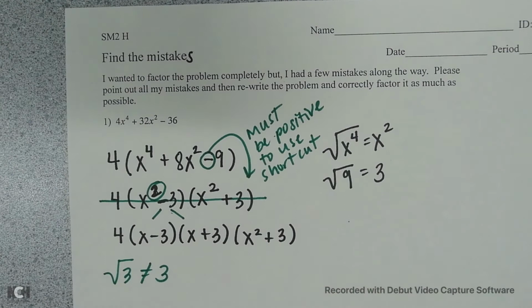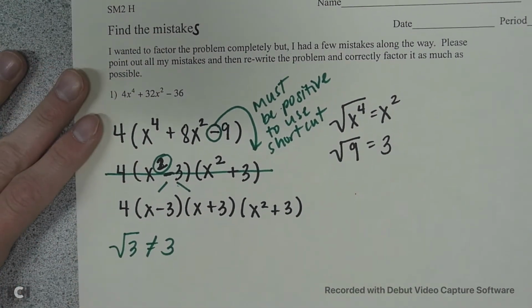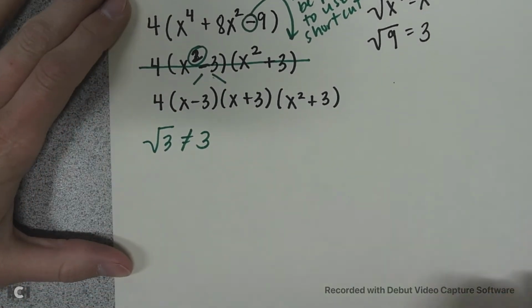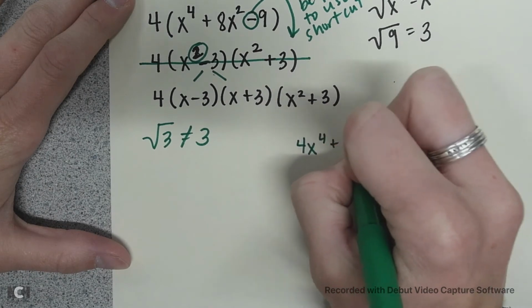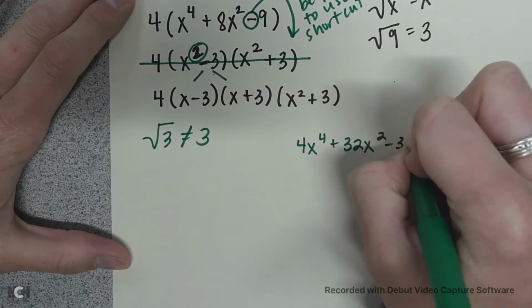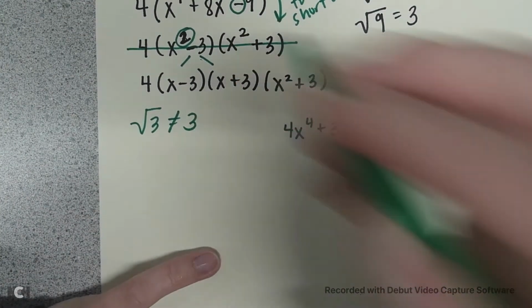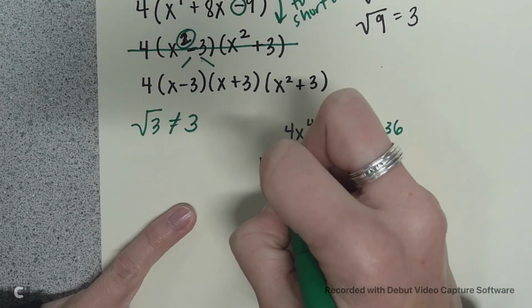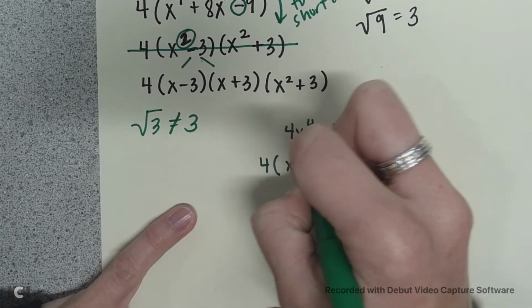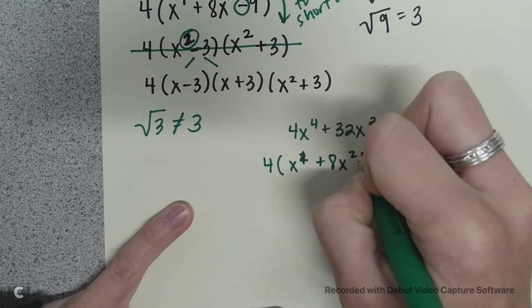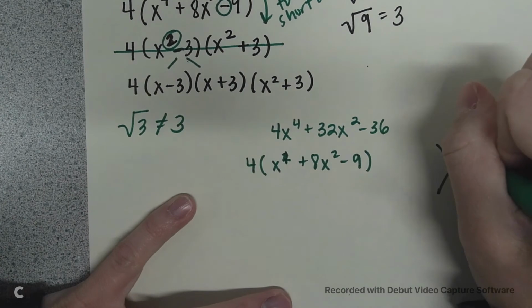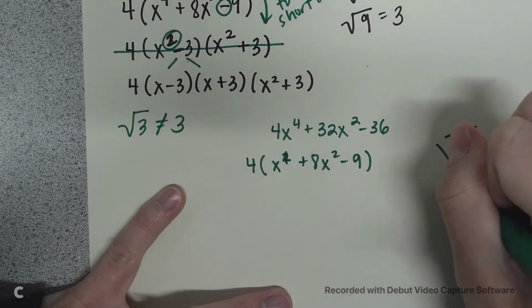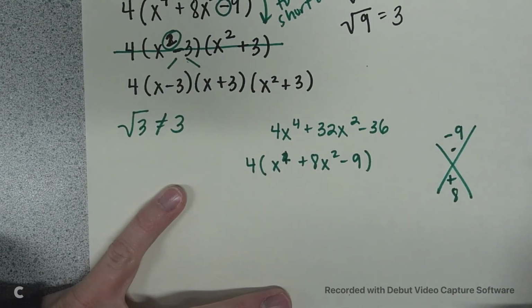Okay, so those are the errors that I made. So now we're going to do this correctly, and this is what I want you to do on your test as well. So you're going to rewrite 4x to the 4th plus 32x squared minus 36. So again, we want to start just like I started. I want to take out the GCF, which is 4. So x to the 4th plus 8x squared minus 9. And then at this point, you should big X it. So we're multiplying to get negative 9, and we are adding to get 8.